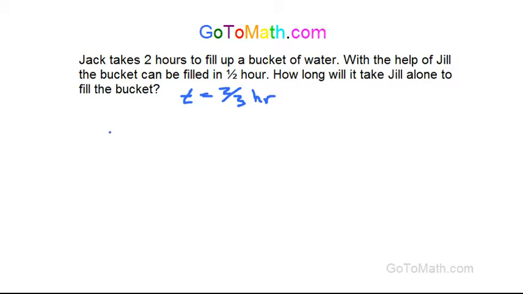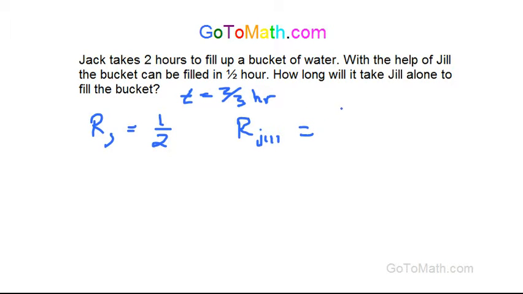So the rate of Jack is equal to, Jack takes 2 hours, but we're going to call that part a half. Okay, 1 being the whole, it takes him 2 hours, right? Bucket per hour. So you could say this is the bucket per hour, and then the rate for Jill, better put Jill, is going to be equal.